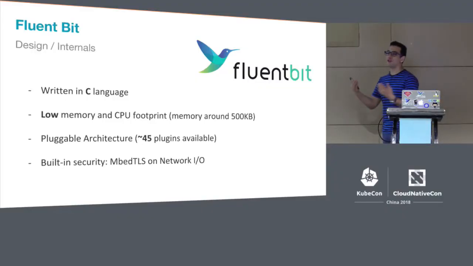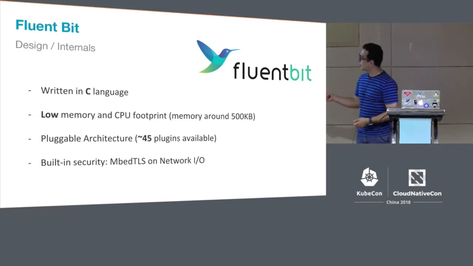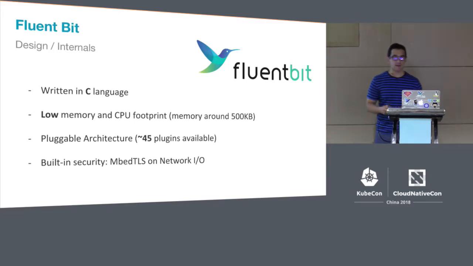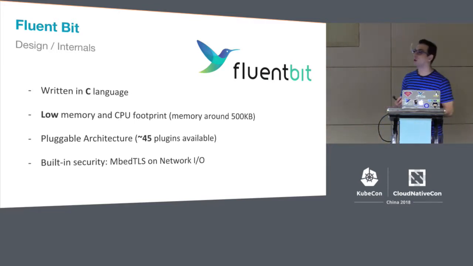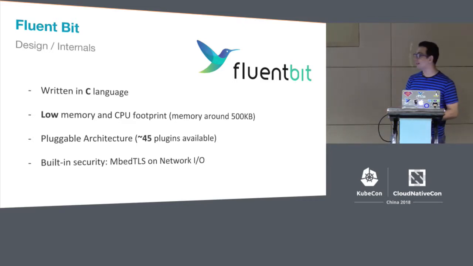So the main difference is that Fluent Bit is a project written in the C language. It's made for a low memory and CPU footprint. It uses around 500 kilobytes in memory. But of course, if you're ingesting and processing data, that memory will go up, right? So this is true, but it depends on the use case. We have a pluggable architecture where you can extend Fluent Bit with plugins on the input side, to collect data from new places, or to add new destinations. And we also have built-in security through Embed TLS. We provide secure sockets for network I/O.